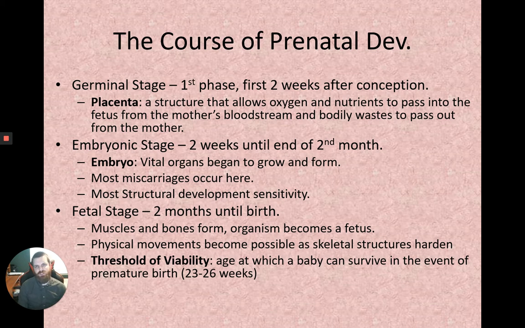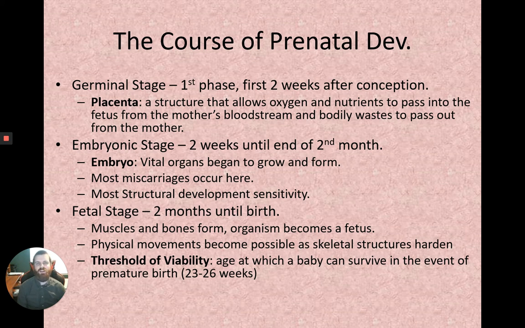What we have first is the germinal stage. So this is the course of prenatal development. This is the first 2 weeks after conception of the zygote. And during this time, the most important development is the structural formation of the placenta, which is what allows nourishment and oxygen, as well as waste, to pass back and forth between the growing child or zygote, initially fetus, and then the mother. And so the placenta is this special structure that is like a highway system.